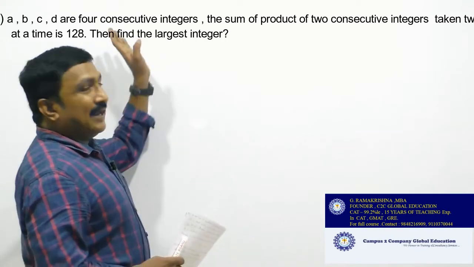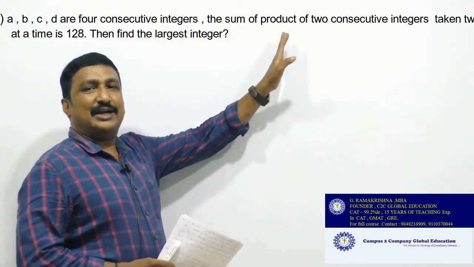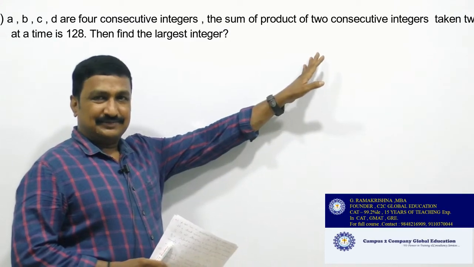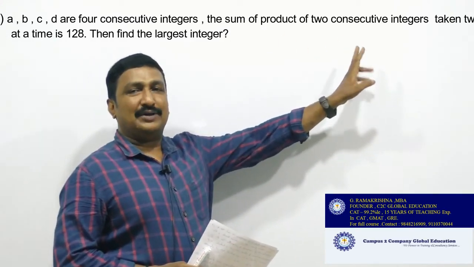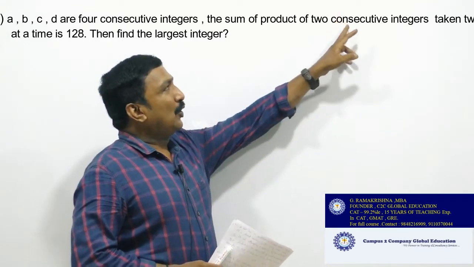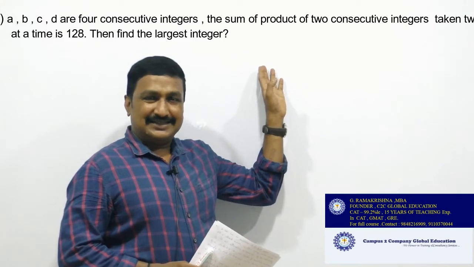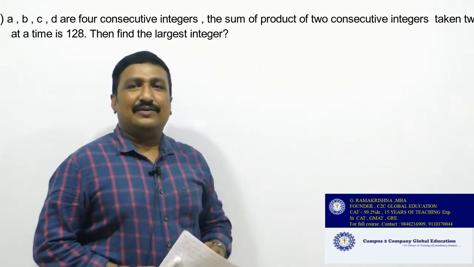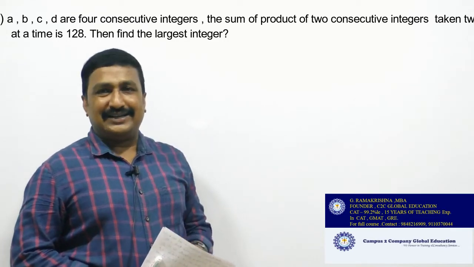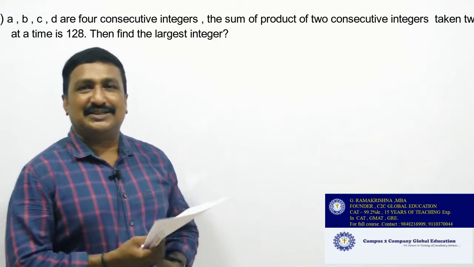So the next question is: A, B, C, D are 4 consecutive integers. The sum of the product of 2 integers taken at a time is 128. Then find the greatest integer. Understood, friends? So this is the question. So how to answer this question?